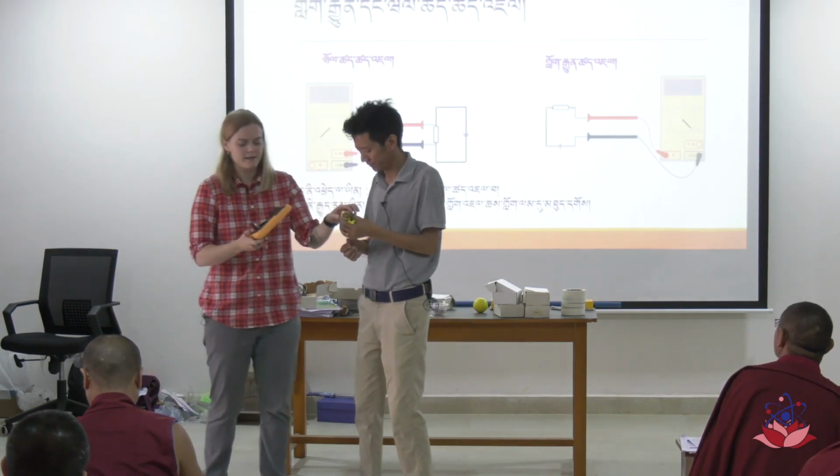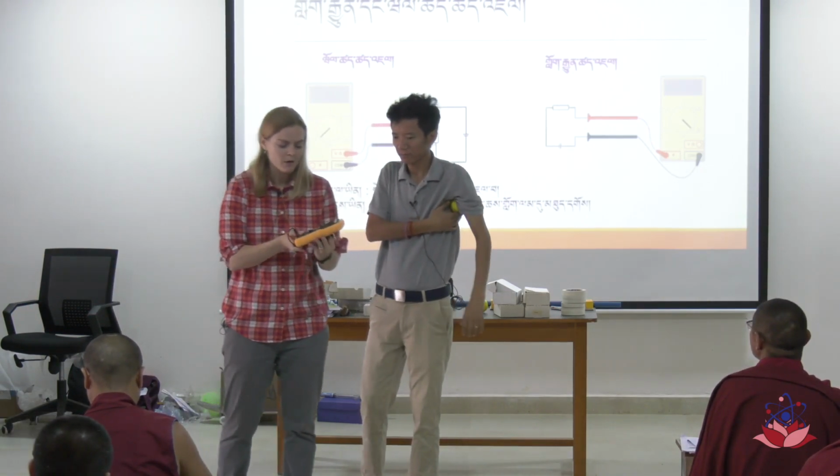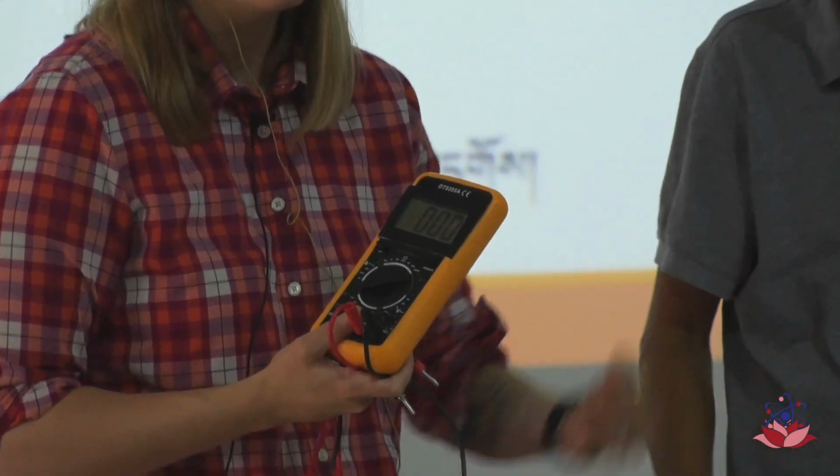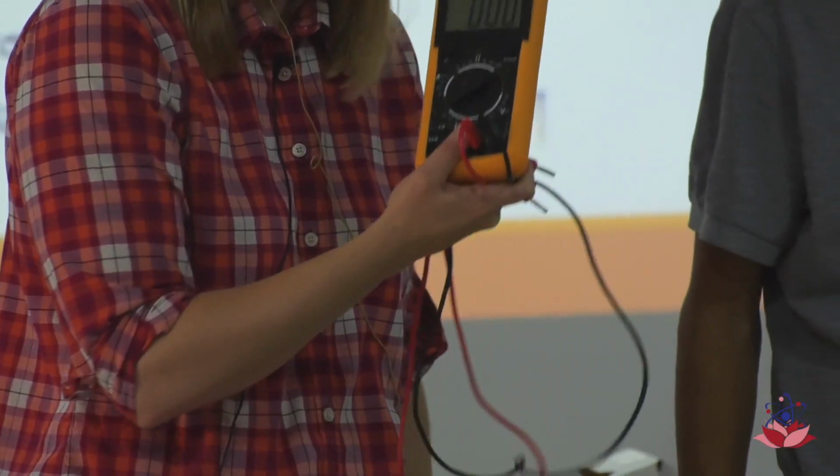1.5. So this is a device that we can use to measure voltage. It is called a multimeter, which means it can measure voltage, current, and some other properties of circuits.